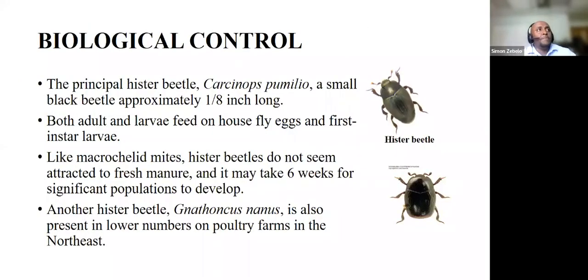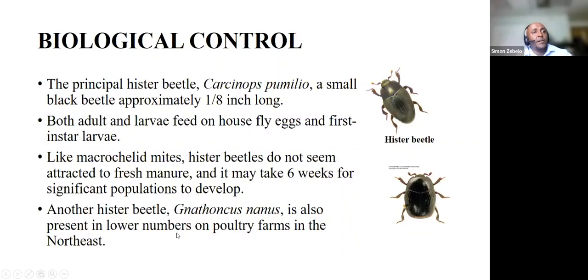The other common biological control in poultry operations is Hister beetles. Hister beetles are a small black beetle, approximately 1/8 inch long. As you can see here, both adults and larvae feed on housefly eggs and first instar larvae. Like the mites, Hister beetles do not seem attracted to fresh manure, and it may take 6 weeks for a significant population of these Hister beetles to develop. So 6-week-old manure would support a good population of these Hister beetles.